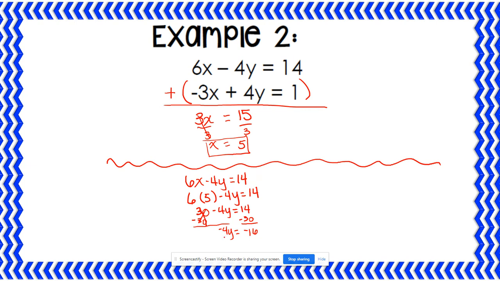Now I have one more step. I need to divide by negative 4 on both sides. Those will cancel and leave me with y equals, and negative 16 divided by negative 4 gives me positive 4. So now I know that my x value is 5 and my y value is 4. So the solution to this system of equations is 5, 4.